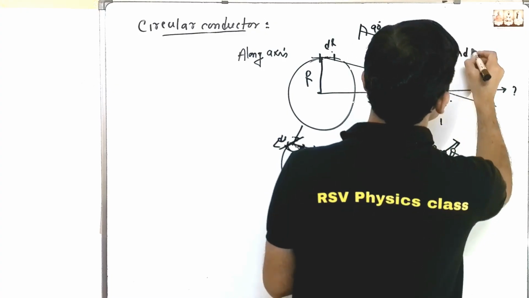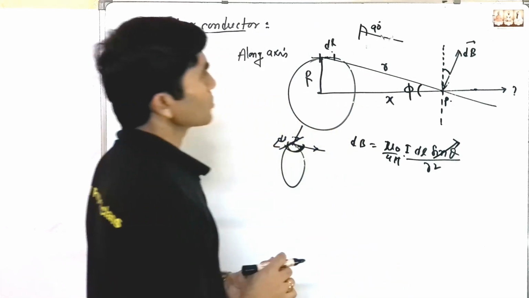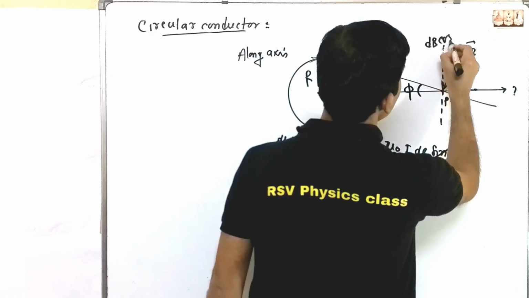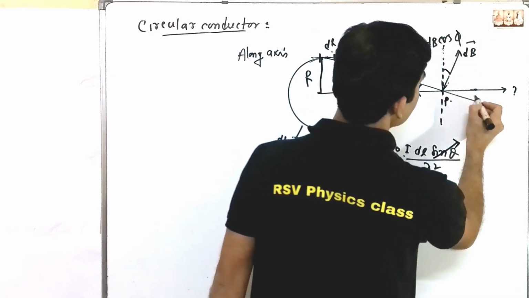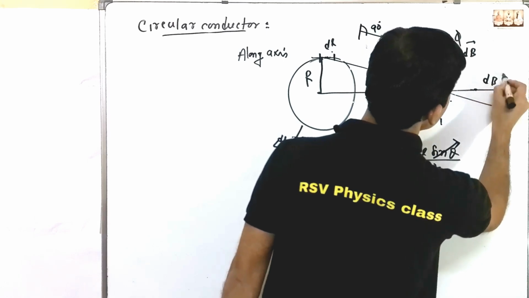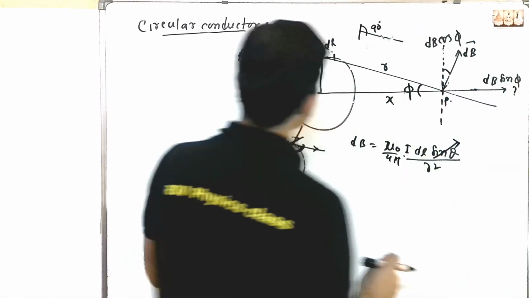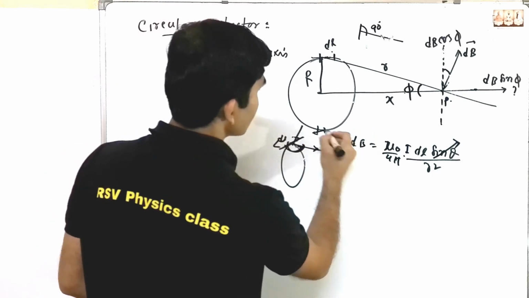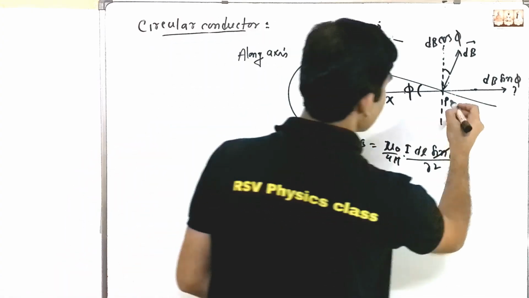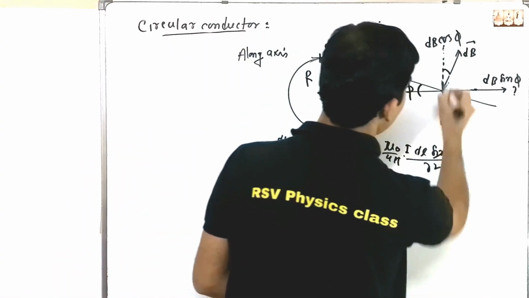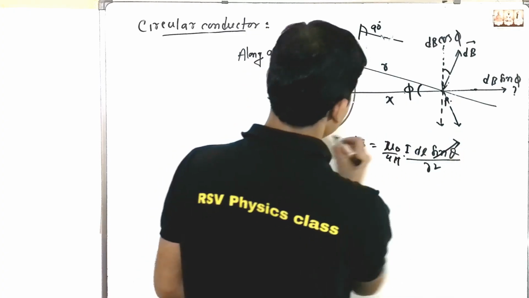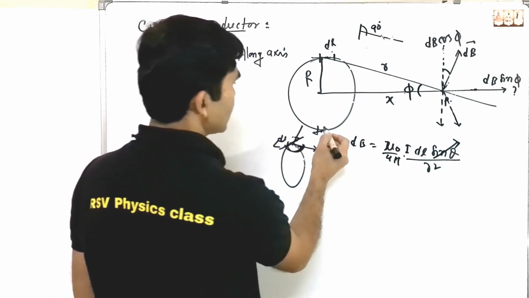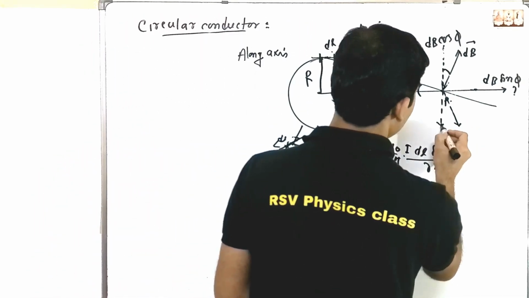This is dB, the magnetic field, in this direction. So here this is dB cos phi, this angle, and here again this will be dB sin phi. Again for this loop, this is dl and again this is r. So dl cross r will be along this direction. So the cos component of the magnetic field due to the dl element will be in this direction.